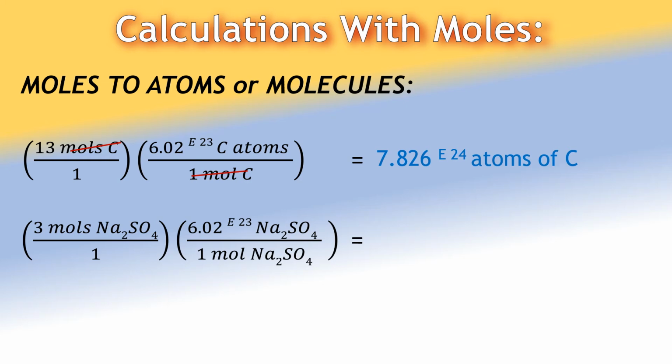So it's still 6.02 times 10 to the 23rd. So we put the moles of sodium sulfate on the bottom, and we put the number of the mole at the top of sodium sulfate. The moles are going to cancel out, and this just becomes math. 3 times 6.02 times 10 to the 23rd. And we end up with this number, 1.806 times 10 to the 24th molecules of sodium sulfate.